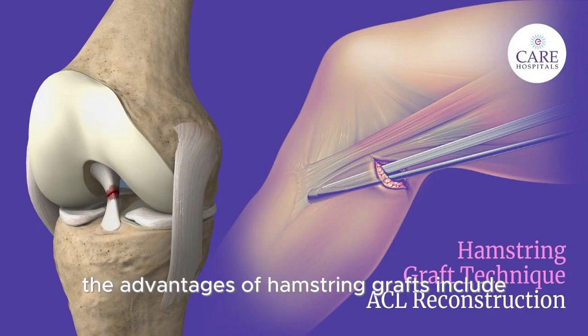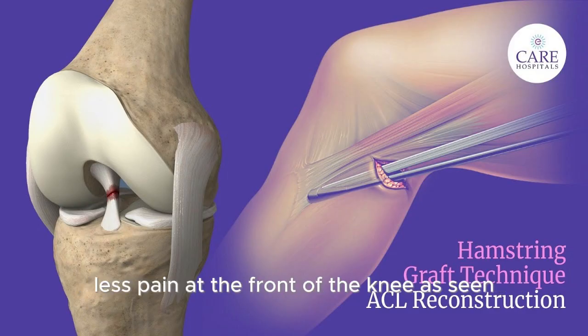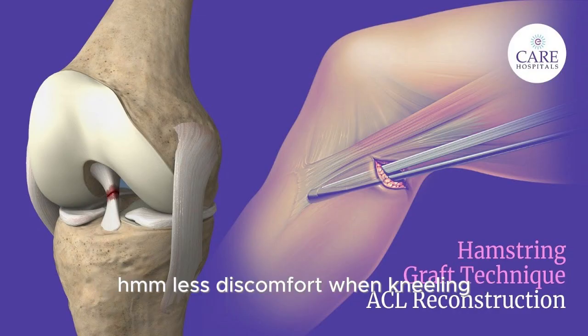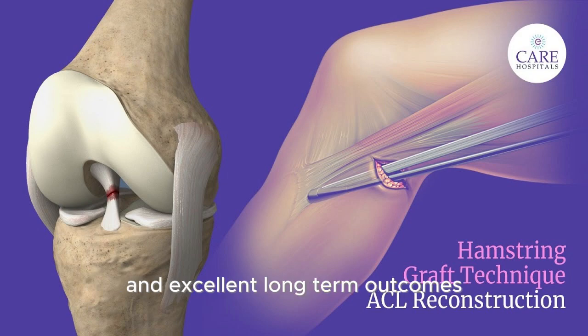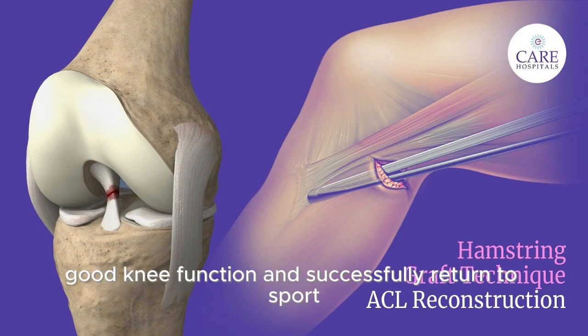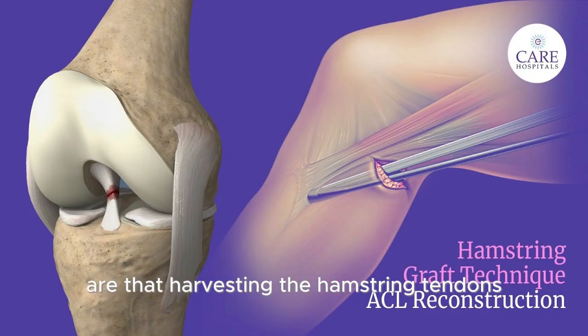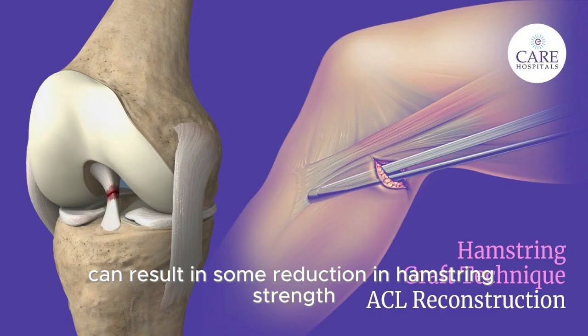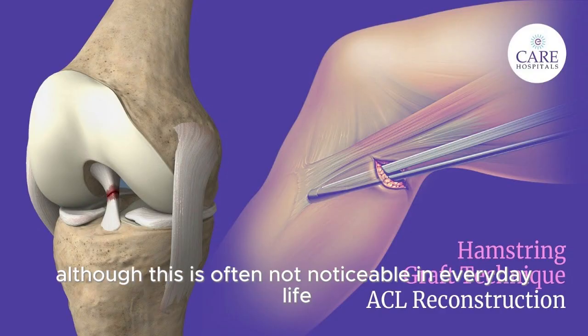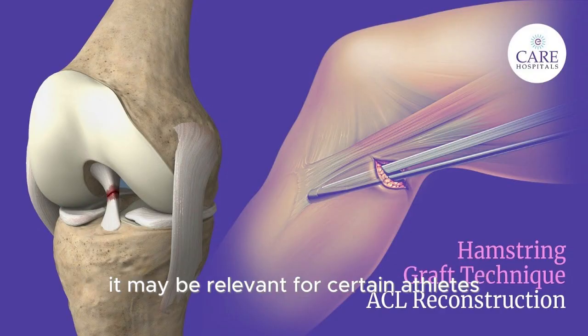The advantages of hamstring grafts include smaller incisions, less pain at the front of the knee, less discomfort when kneeling, and excellent long-term outcomes. Most patients regain good knee function and successfully return to sport. The disadvantages are that harvesting the hamstring tendons can result in some reduction in hamstring strength. Although this is often not noticeable in everyday life, it may be relevant for certain athletes.